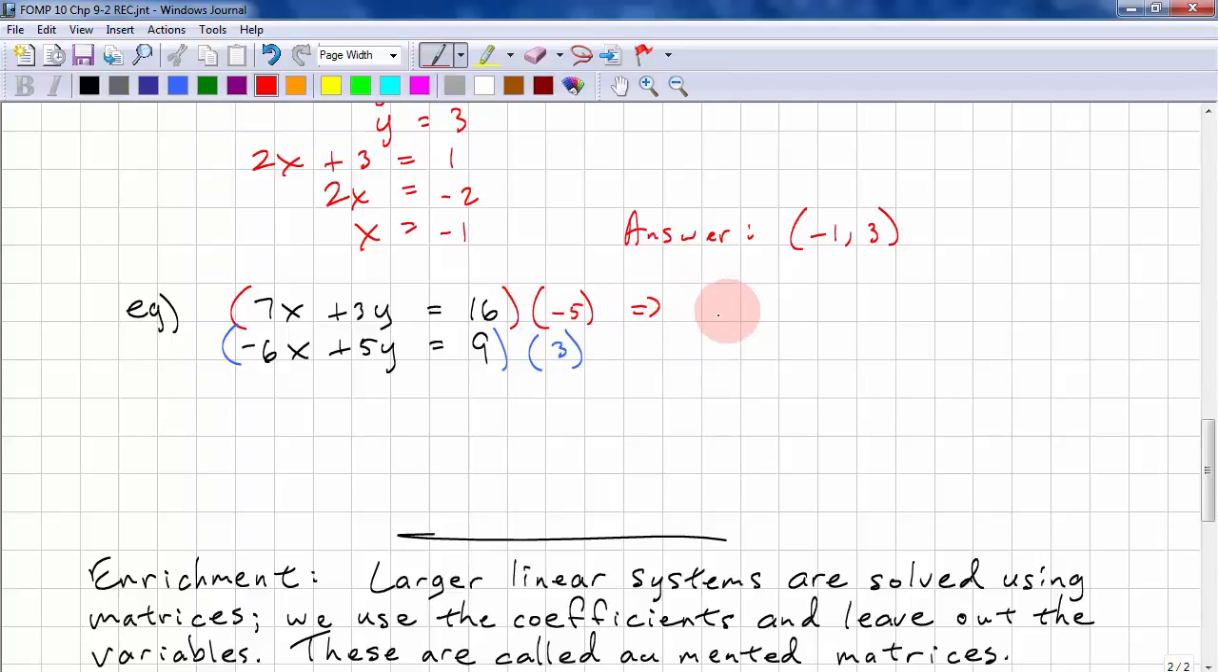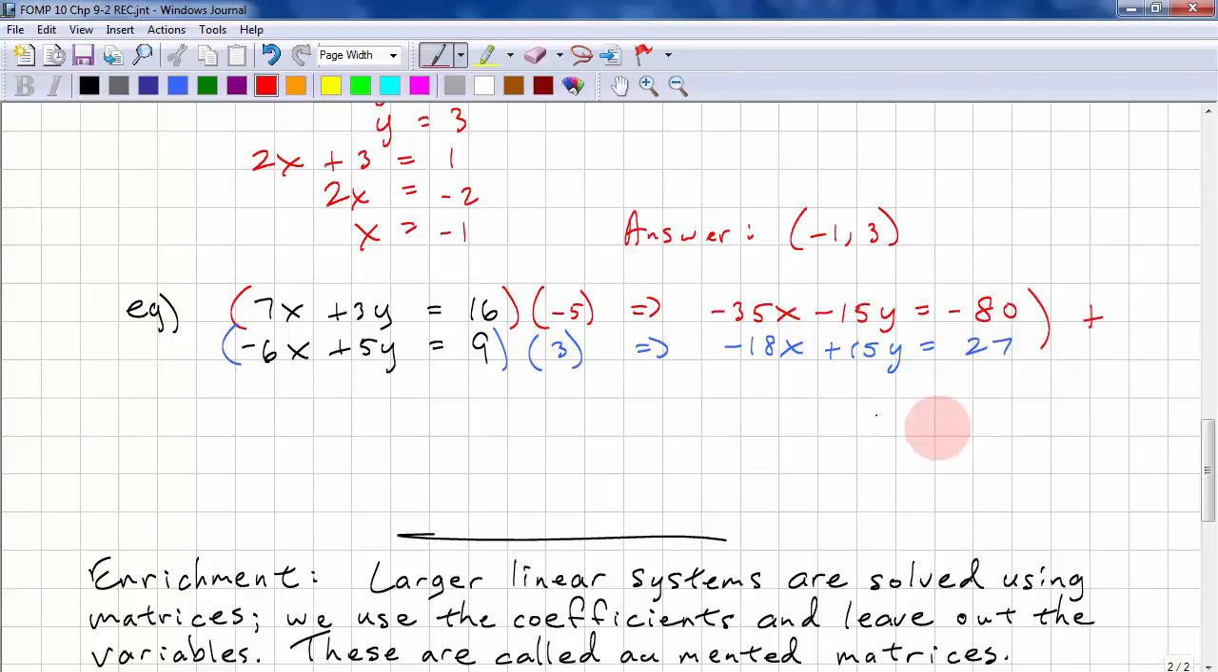So we have negative 5 times 7, that's negative 35x. Negative 5 times 3y, that's negative 15y. Negative 5 times 16, that's 80. Sorry, negative 80. Multiply negative 6 by 3, that's negative 18x. 3 times 5y, that's 15y. And 3 times 9, that's 27.